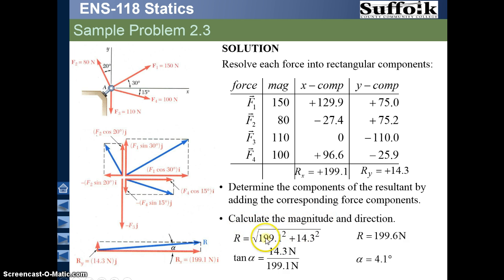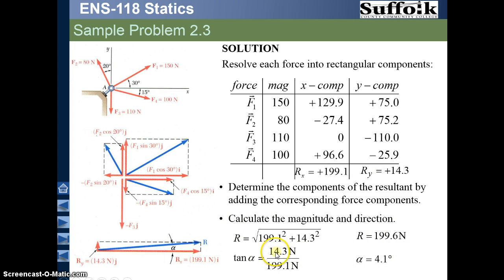So, setting up our resultant force triangle, we use Pythagorean's theorem. R equals the square root of 199.1 squared plus 14.3 newtons squared, and the solution wound up being 199.6 newtons as our resultant force. And then we used tangent. At this point you could use sine or cosine because you already have the answer, but I generally like using tangent because we've already solved for these component forces up here, and it eliminates the possibility of an error in Pythagorean's theorem.